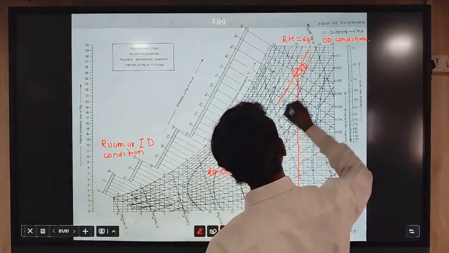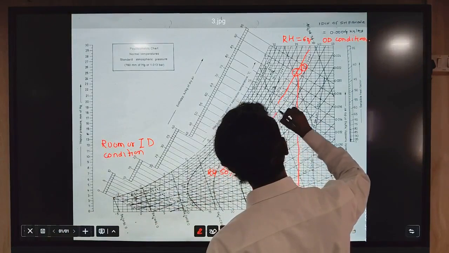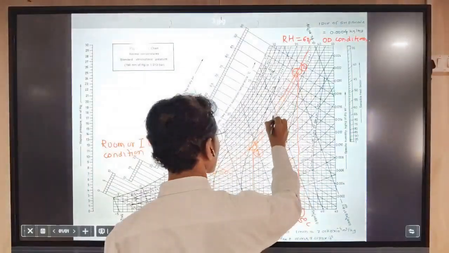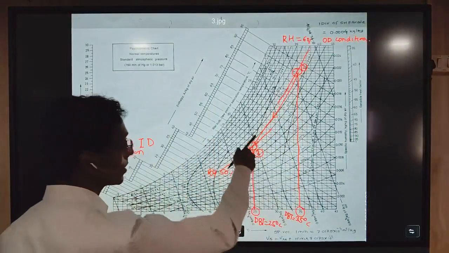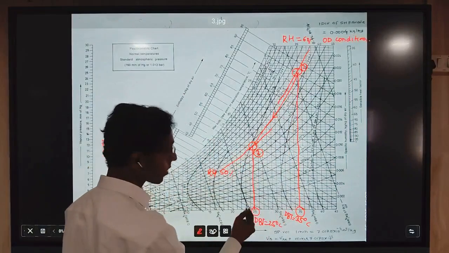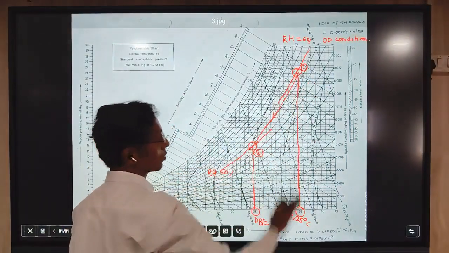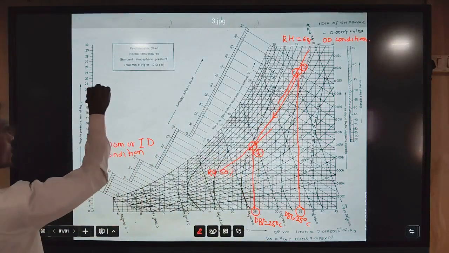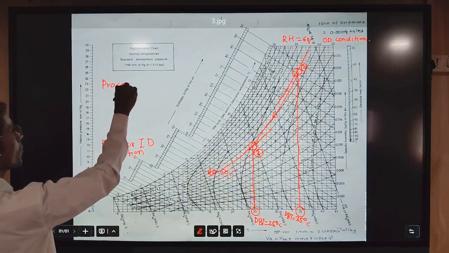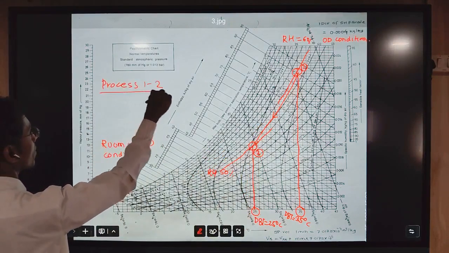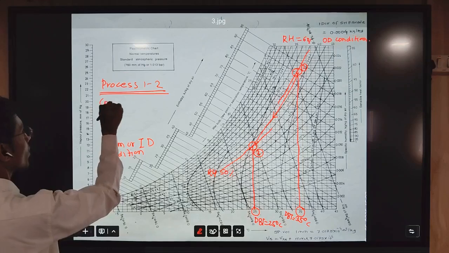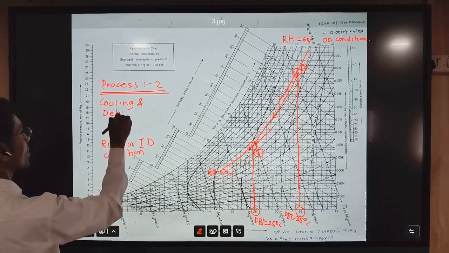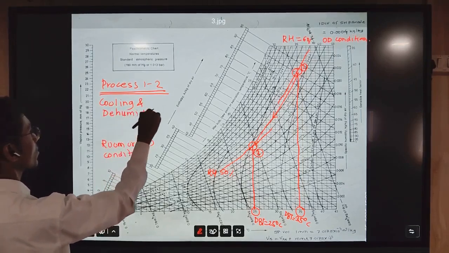If you join these 2 points, this will be a process from 1 to 2. Now what is this process? In it the temperature is reduced and the moisture content is reduced. Both are reduced, and this process is cooling and dehumidification. So process 1-2 here is a combination of cooling and dehumidification psychrometric processes.